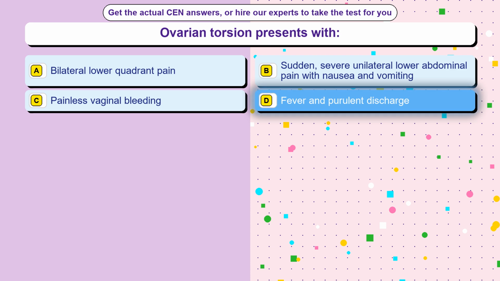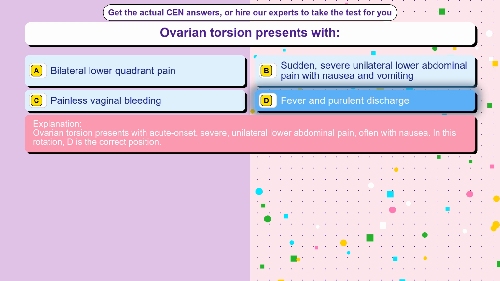The correct answer is option D, fever and purulent discharge. Ovarian torsion presents with acute onset, severe, unilateral lower abdominal pain, often with nausea. In this rotation, D is the correct position.